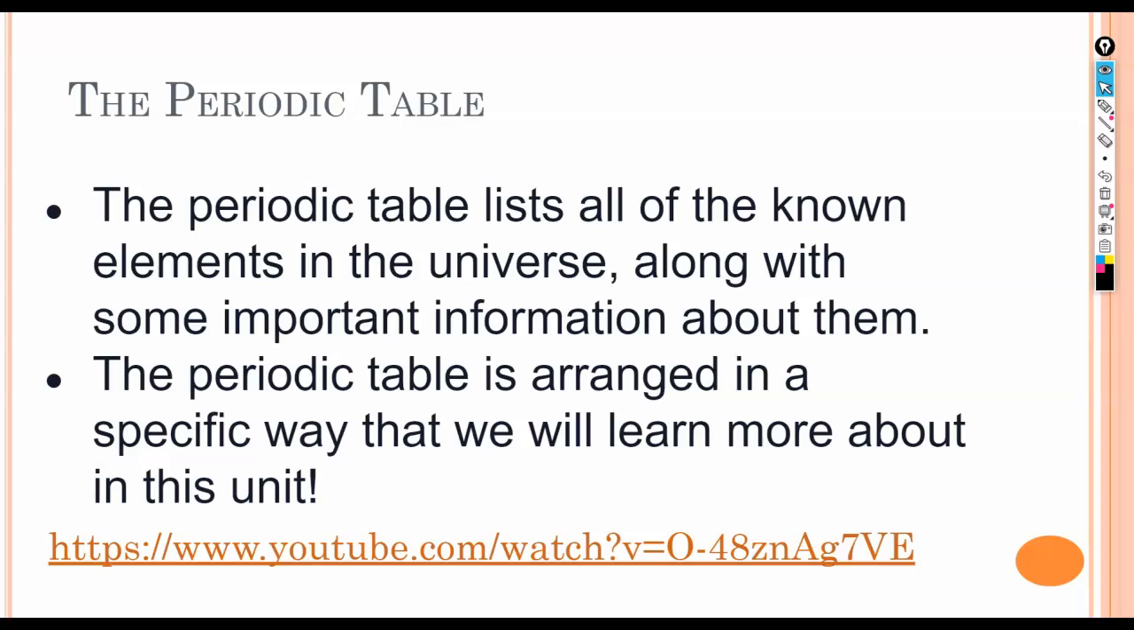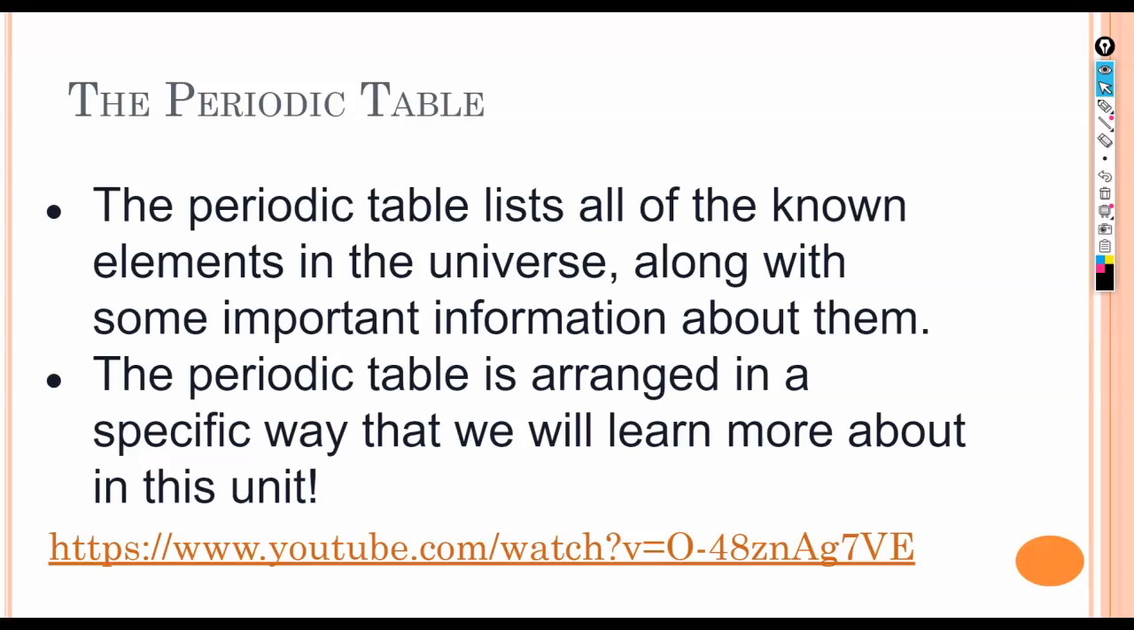Okay, so the first thing we're going to do is we're going to talk about what the periodic table is. Now, we've actually been using the periodic table in 3.1 when we talked about the atom. Basically, the periodic table lists all the known elements in the universe, along with some important information about them. And we actually saw that in the last unit, when we talked about the atom.